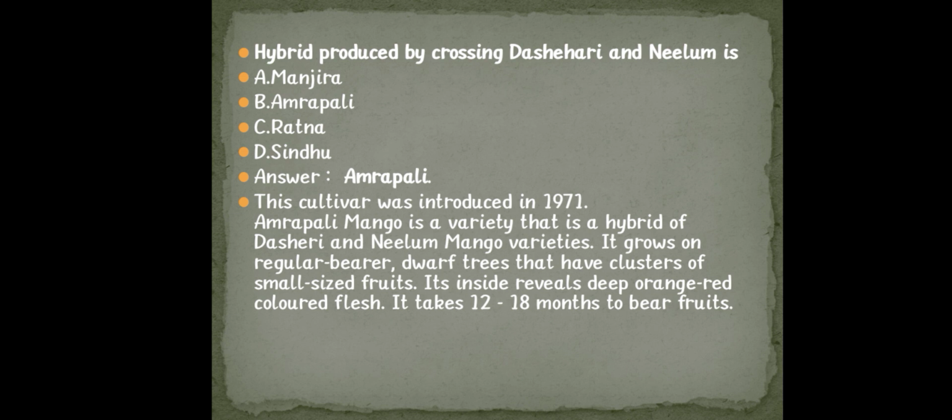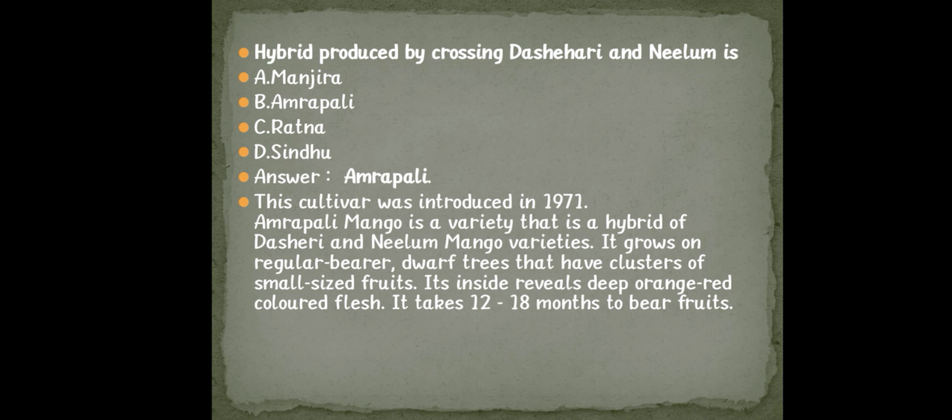This Amrapali variety is a hybrid of Dashehri and Neelam mango varieties, and it is a regular bearer. It is a dwarf tree having clusters of small-sized fruits, and inside it reveals deep orange-red colored flesh. It takes 12 to 18 months to bear fruits.